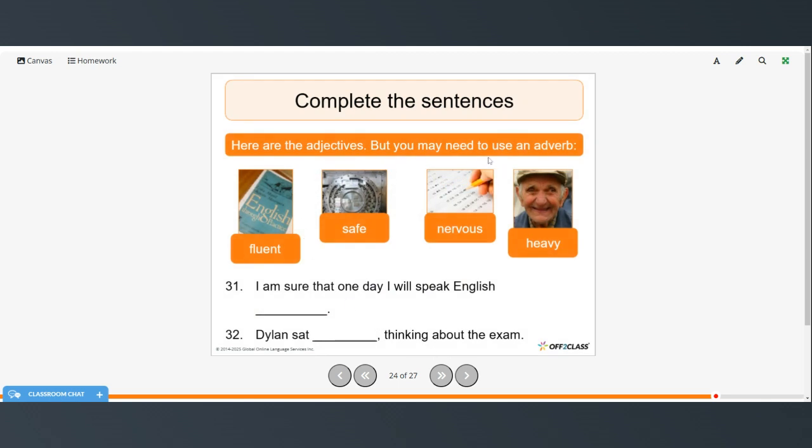Okay, so here are the adjectives, but you might need to change them into adverbs to make them correct in the sentence. So I'm sure that one day I will speak English fluently because it's describing how you want to speak. So Dylan sat nervously thinking about the exam. Again, it's telling how he sat.